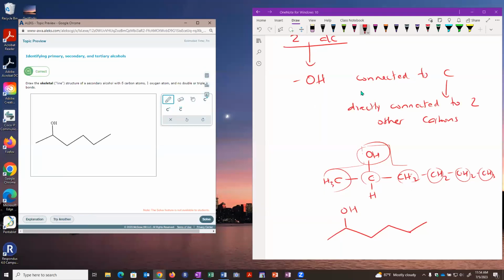All right, so secondary versus primary versus tertiary alcohols, we need to know the difference between those, how to interpret them, but then also how to draw them.